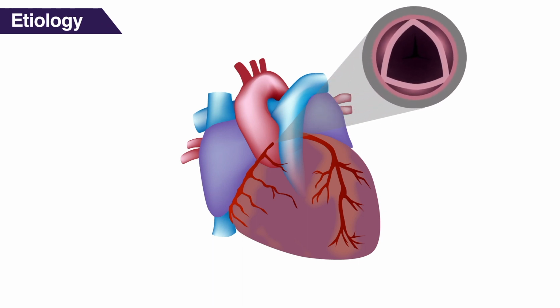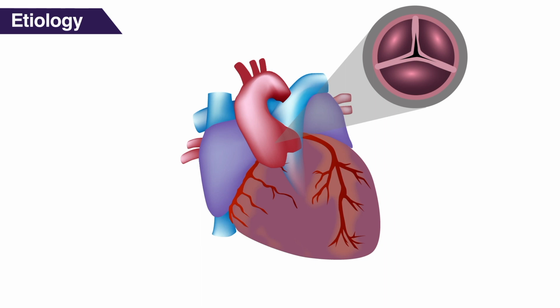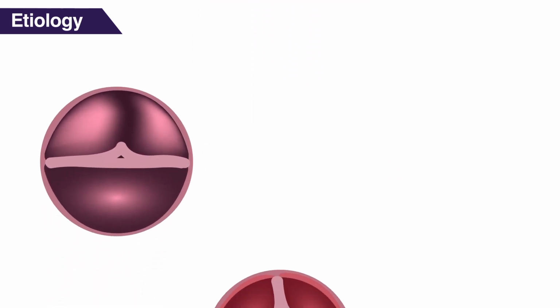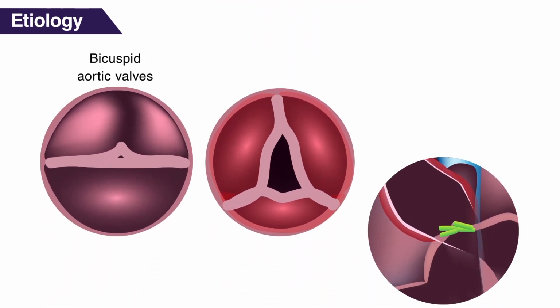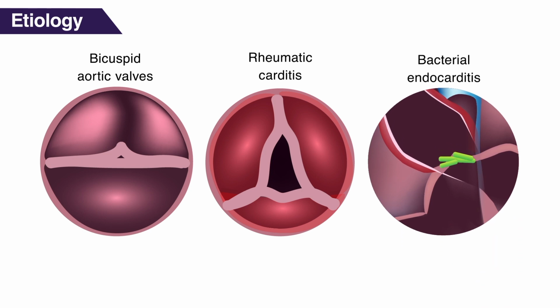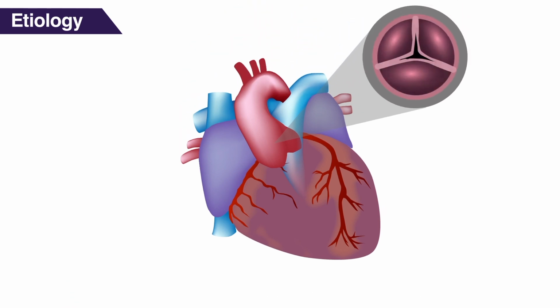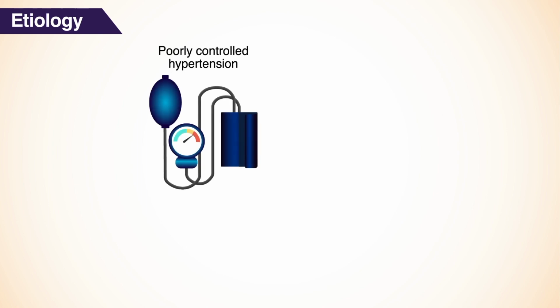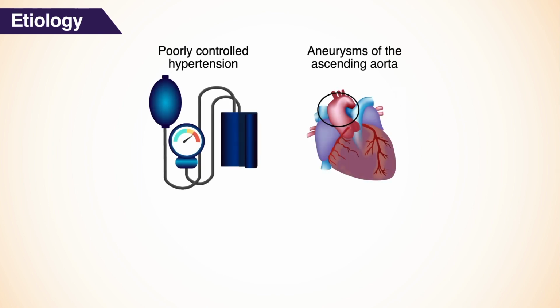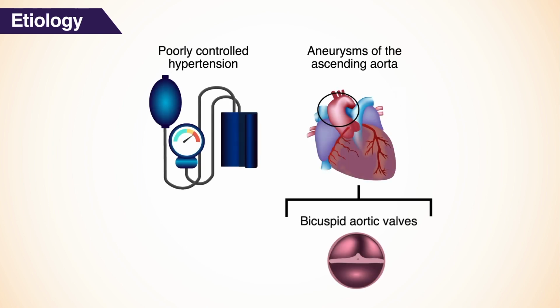Aortic regurgitation typically arises from either scarred and abnormal leaflets or dilation of the aortic root. The most frequent causes of leaflet abnormalities are bicuspid aortic valves, rheumatic carditis, and bacterial endocarditis. On the other hand, aortic root dilatation may cause aortic regurgitation if it is significant enough to prevent the valve leaflets from making contact with each other. The most common causes of aortic root dilatation are poorly controlled hypertension and aneurysms of the ascending aorta, which may also be seen in patients with bicuspid aortic valves.